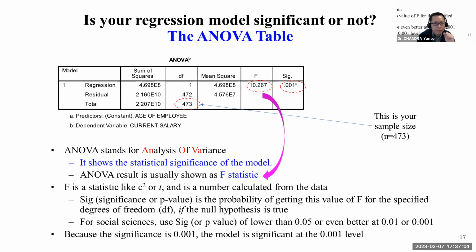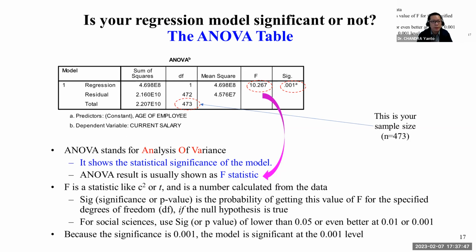So the ANOVA table is just telling you whether something is going on between the age of the employee and the current salary. Typically there's a threshold value for F, which has to be bigger than 1. Here F is quite large, 10 point something. The key part is the significance, the P value. It is highly significant, which means that the regression model you are testing has statistical significance.